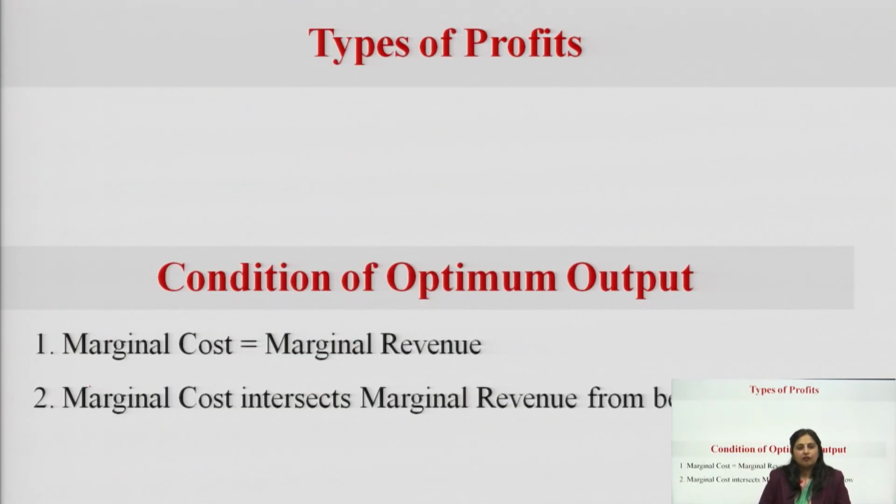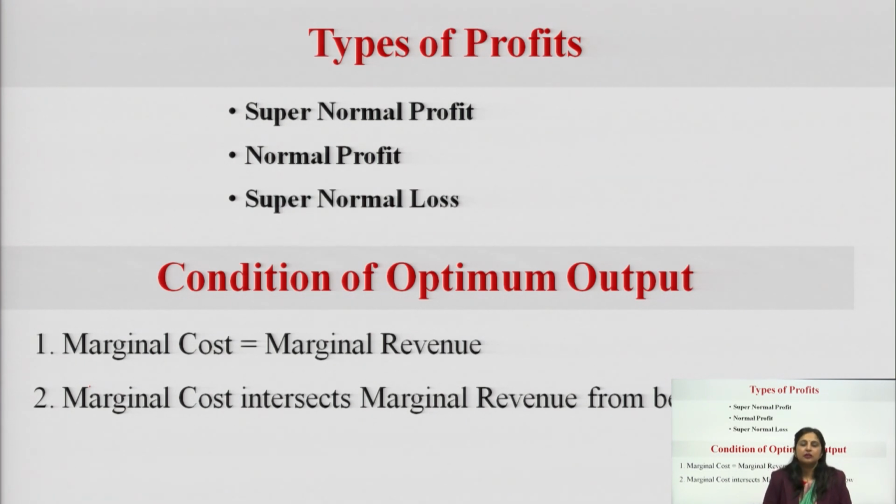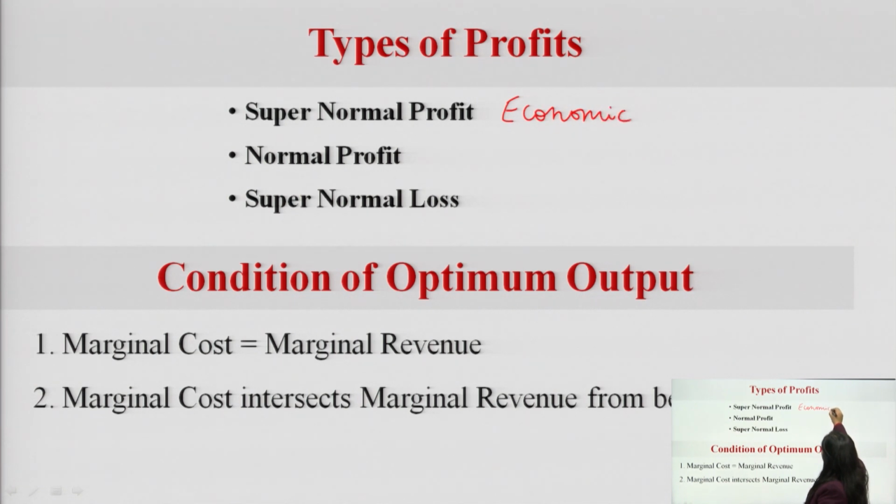Then the types of profit. So, moving ahead, we need to know how many types of profits there are. In economics, there are particular terms associated with the calculation of profits. So, there are basically 3 types of profit: supernormal profit, normal profit and supernormal loss. To know the difference between these, supernormal profit is also called economic profit. In economics, we say it is economic profit.